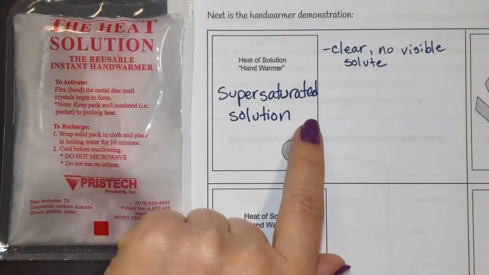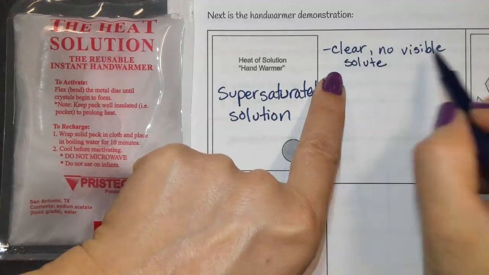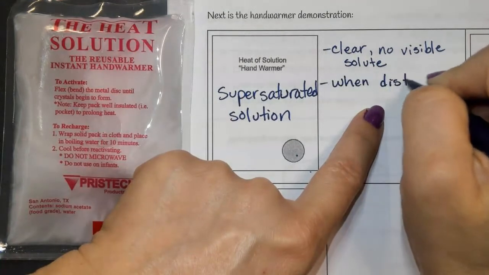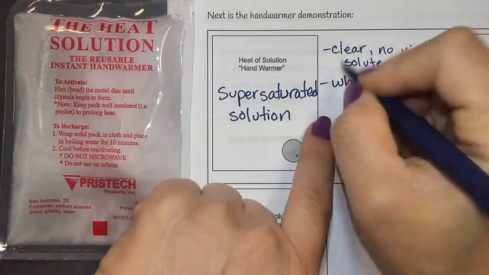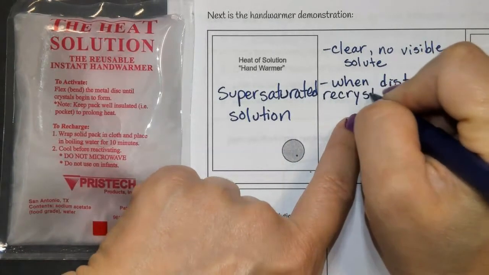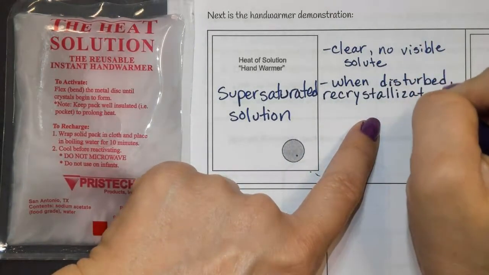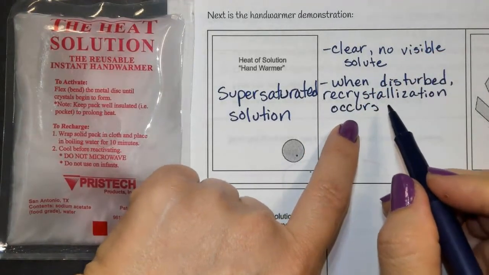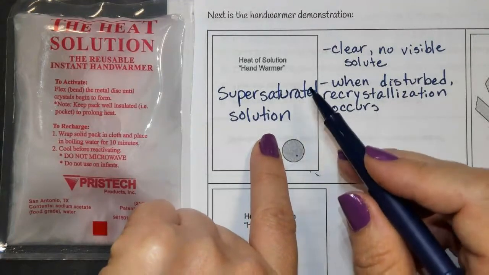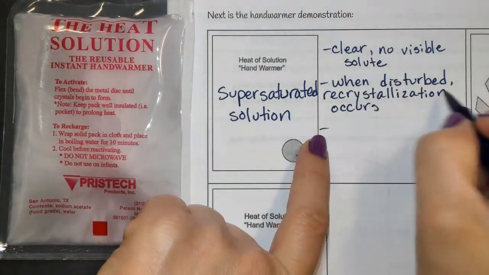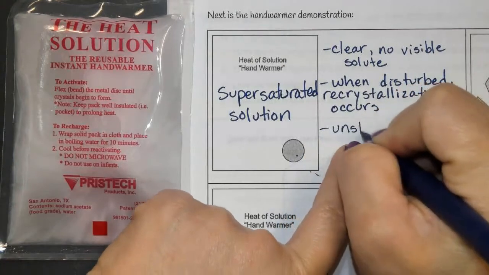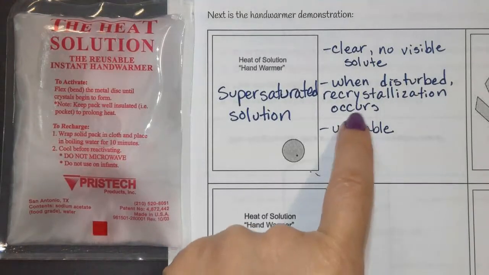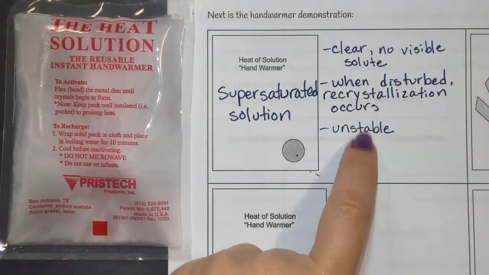And the way to tell a supersaturated solution is at first it's clear with no visible solute. When disturbed, recrystallization occurs. And that would only happen if your solution is supersaturated. And the reason the recrystallization occurs is because a supersaturated solution is unstable. So disturbing it caused recrystallization because it's an unstable solution.